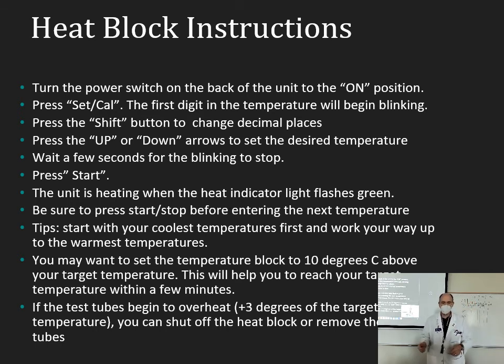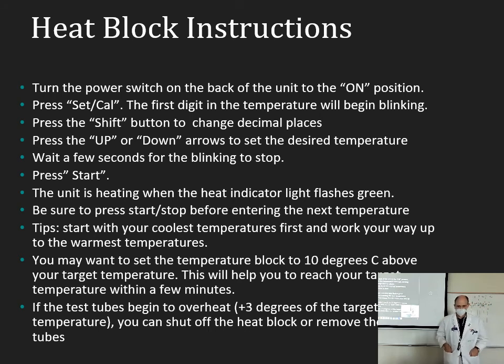You're going to turn it on. You're going to hit set calibrate. Then you always have to wait for it to blink. Then you're going to push shift. The shift button moves the decimal places, and then the up and down arrows change the temperature. And then you have to wait for it to stop blinking. You have to stand there and wait because it won't do anything if you're impatient. Then it'll stop blinking. Then you press start, and you'll see that the little green light will come on.